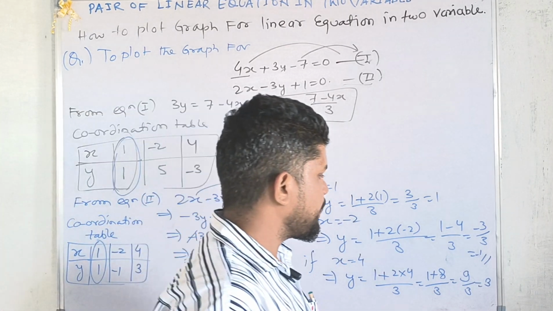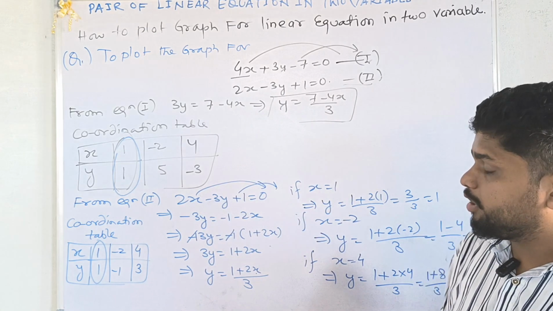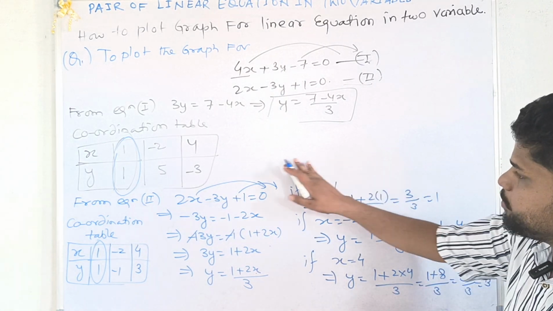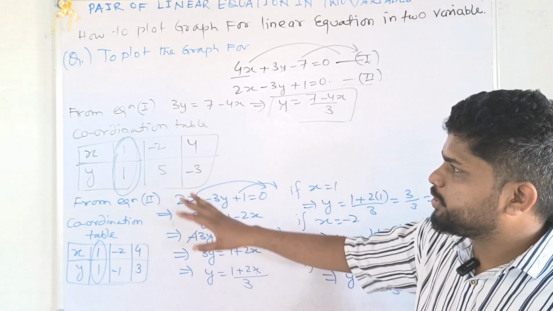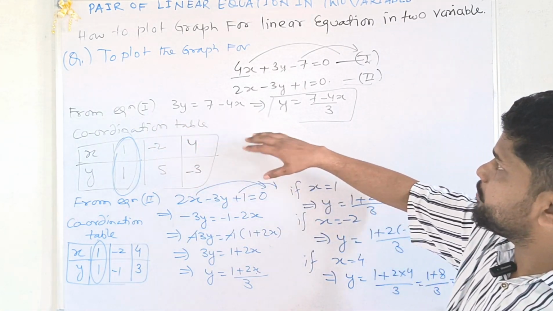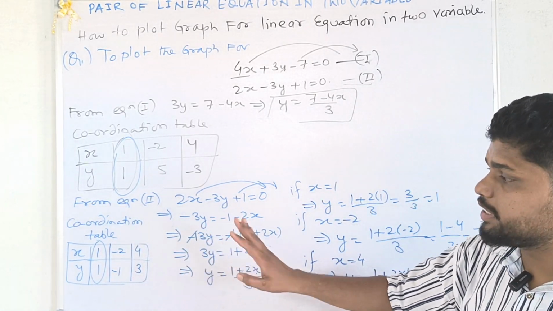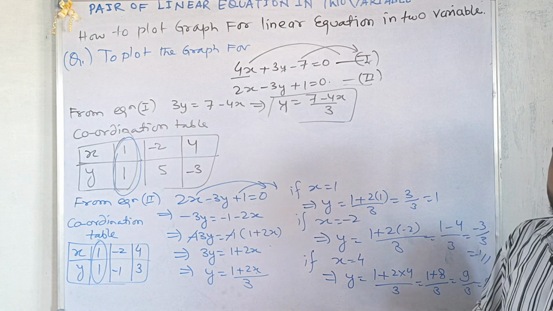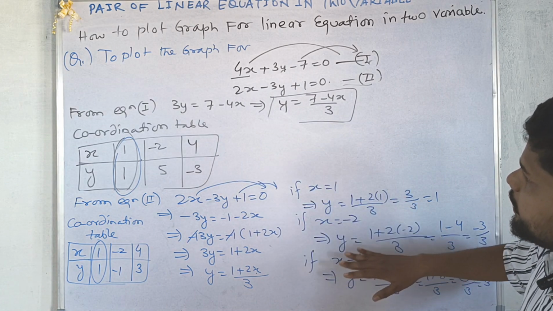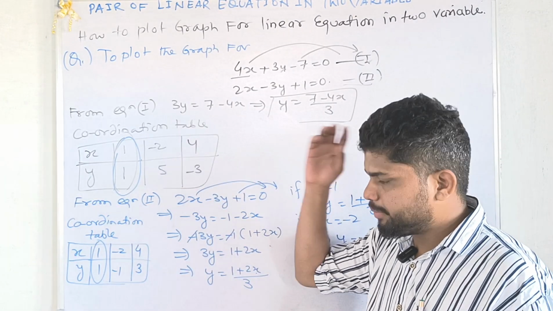Okay. So now dear students, next step, what we will do, we will erase this part, and through the help of this coordination table which we have generated from equation 1 and from equation number 2, we will try to plot the graph for this. So now let's just erase this extra part, and then we will plot the graph by using this coordination table.